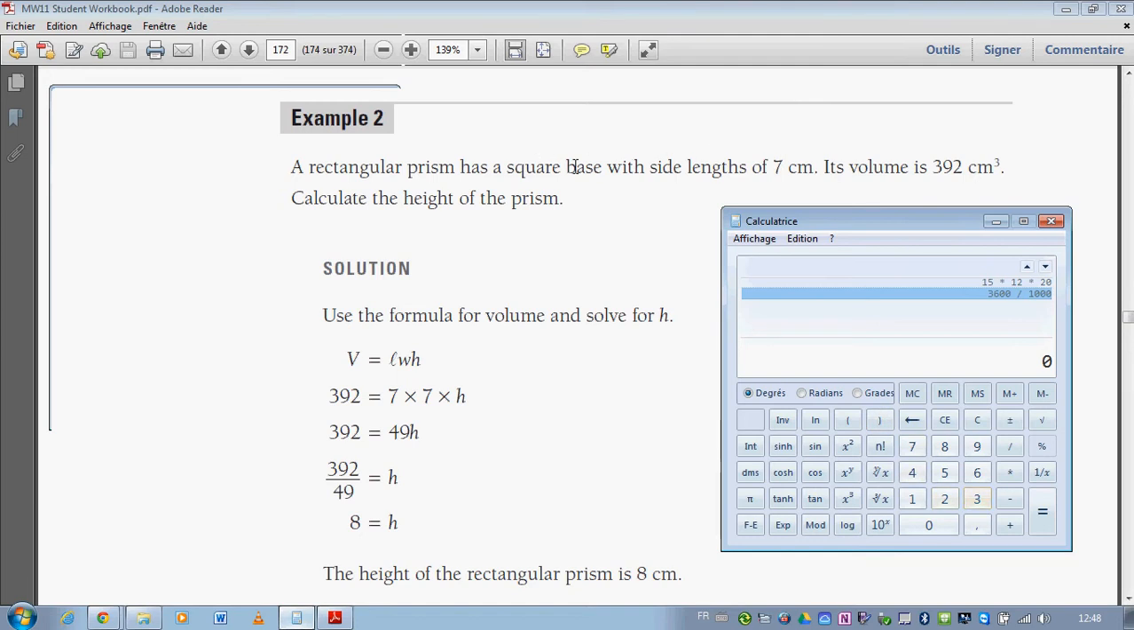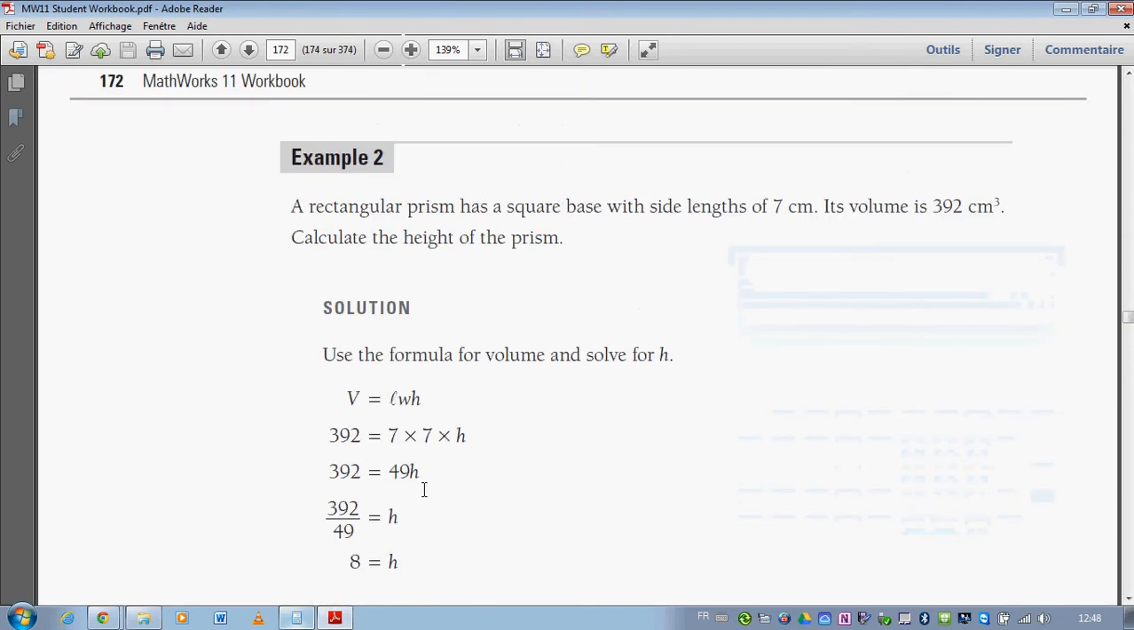Now, if it's a square base with side lengths of 7, that means the square base is 7 times 7. The area of the base is 49. So 392 total volume divided by the area of the base should give me the height through which that extends, and that's 8. And that's what your workbook is showing you there.